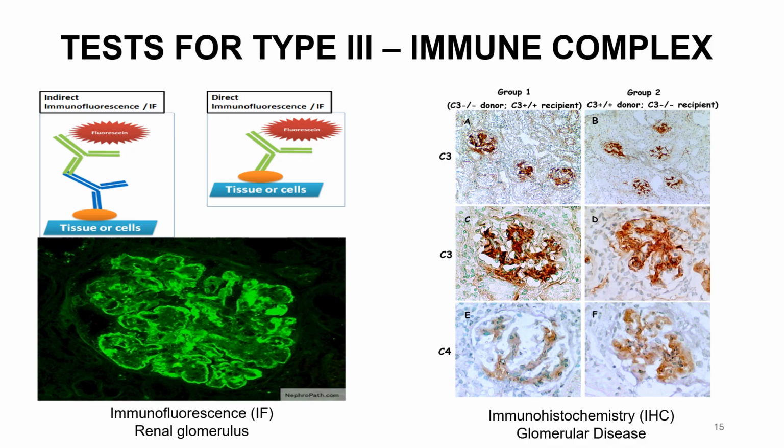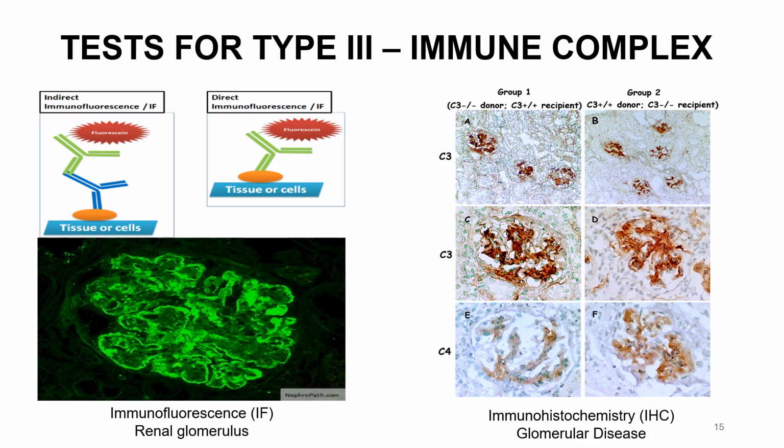We also have immunohistochemistry, or IHC. Immunohistochemistry is often used to detect complement components, particularly C3 and C4, within tissue sections. Positive staining for complement supports immune complex deposition, complement activation, and immune-mediated tissue injury. In glomerular disease, these findings help confirm that damage is immune complex driven, not simply inflammatory or degenerative.